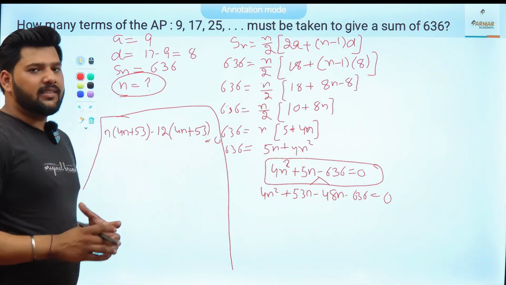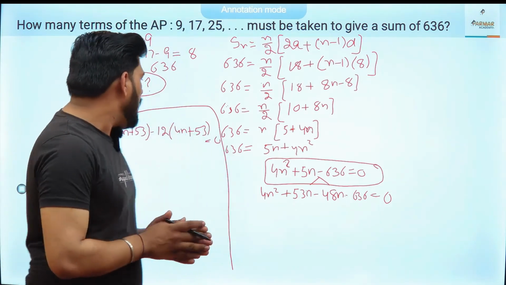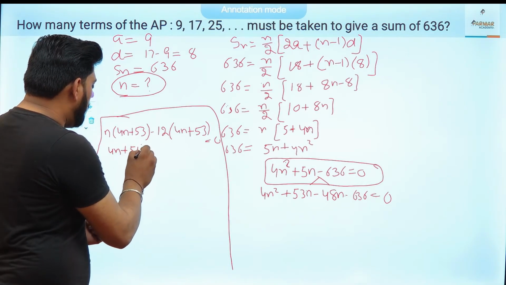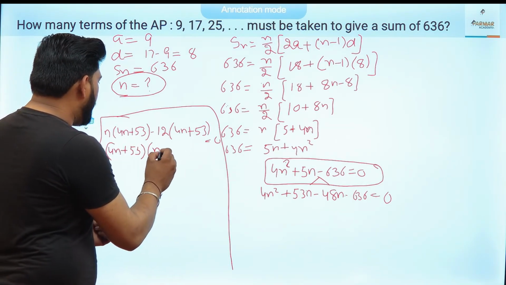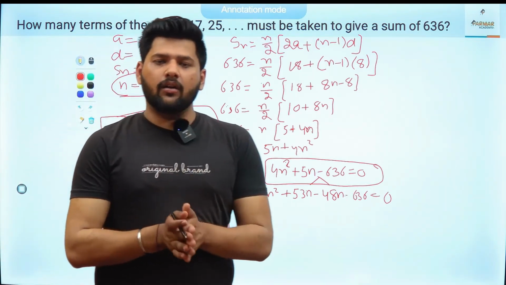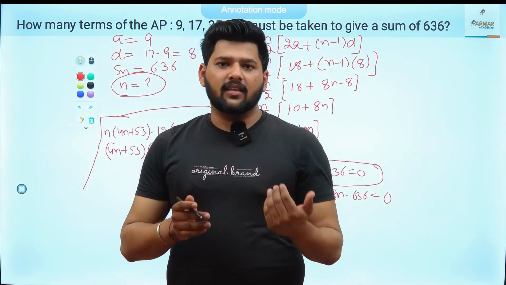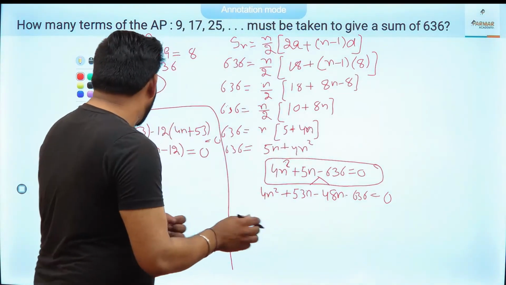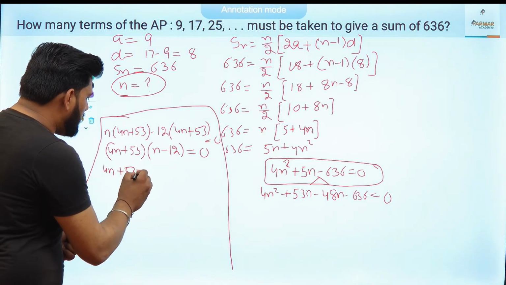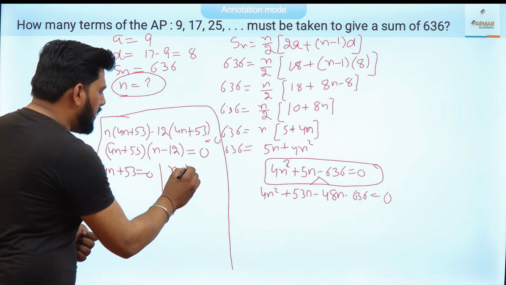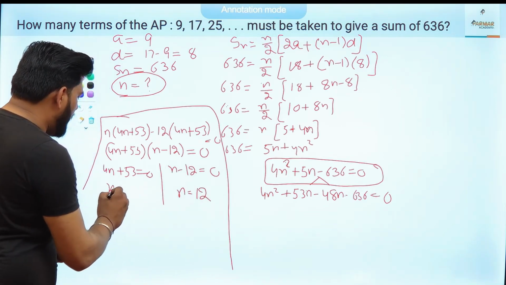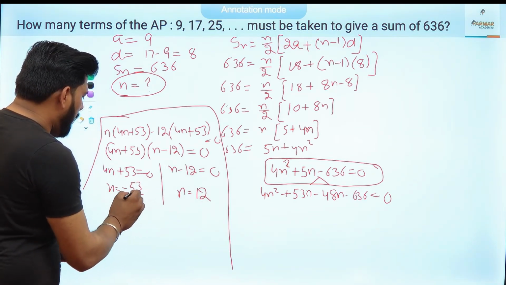Now these two factors are the same, so that means our calculation is okay. Now from the whole equation 4n plus 53 gets common, and the second factor is n minus 12, that is equal to 0. And we know that if the product of two factors is equal to 0, then the first one is 0 or the second one is 0. So from here we get 4n plus 53 is equal to 0 or n minus 12 is equal to 0. Here n is 12 and from the other, n is minus 53 upon 4.